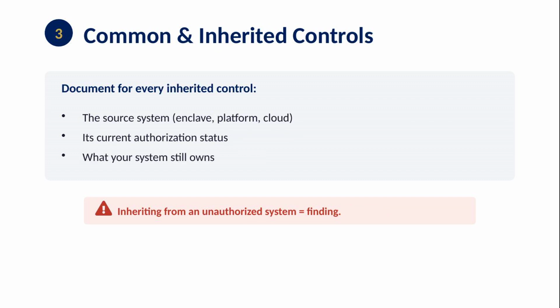3. Common and inherited controls. Every control your system inherits from a higher-level provider, the enclave, the platform, the cloud service, needs to be documented in your SSP, including the source, its authorization status, and what your system still owns. SCAs look for inheritance claims that aren't backed by an active ATO from the providing system. If you're claiming inheritance from something that's not authorized, that's a finding.